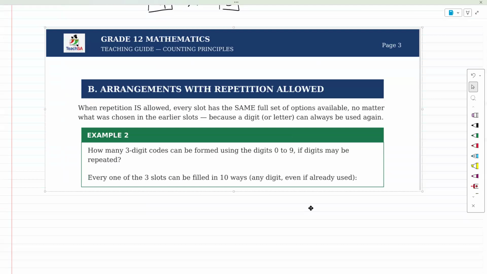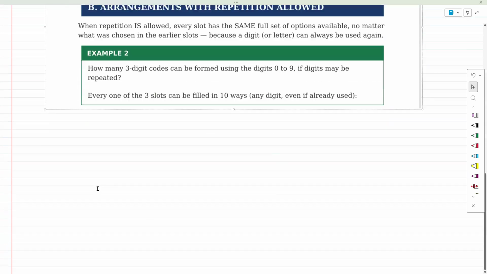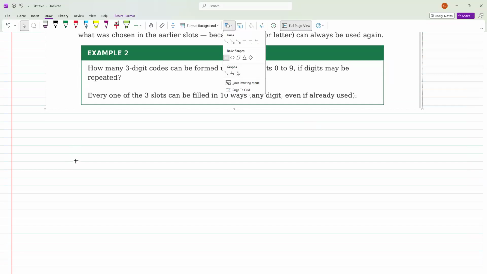Arrangements when repetition is allowed. When repetition is allowed, every slot has the same full set of options, no matter what was chosen in the earlier slots, because the digit or the letter will always be used again. How many three-digit codes can be formed using 0 to 9, if the digits may be repeated? That's fine.